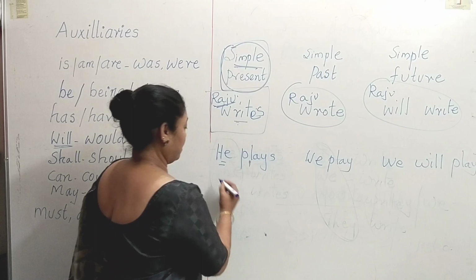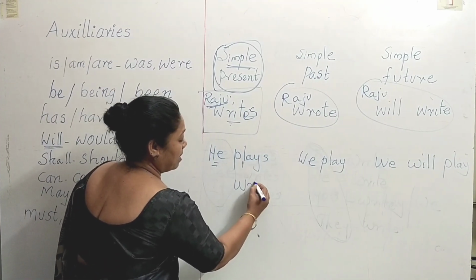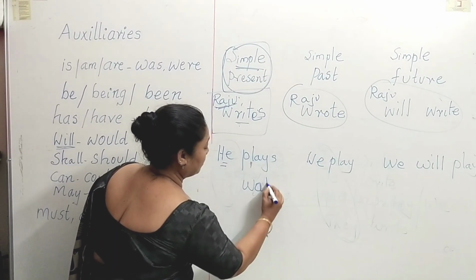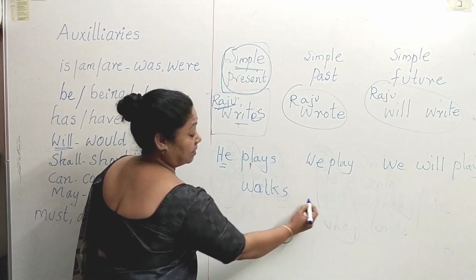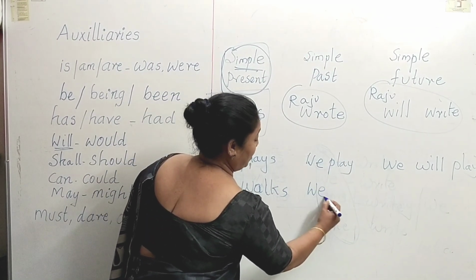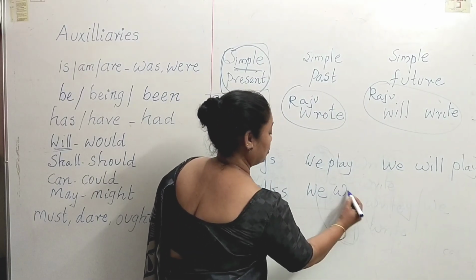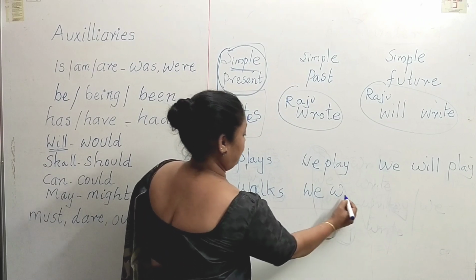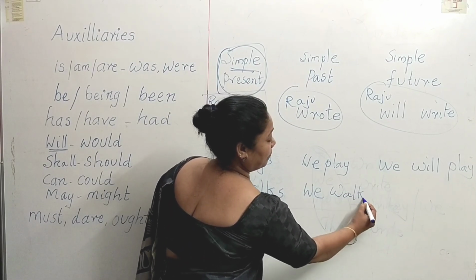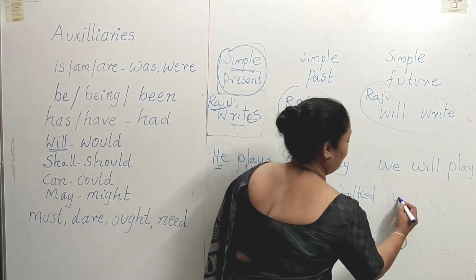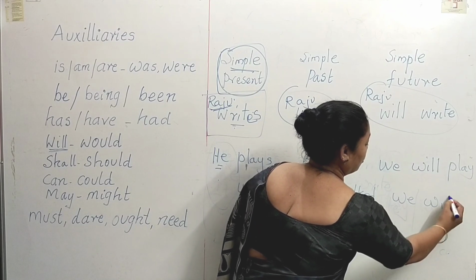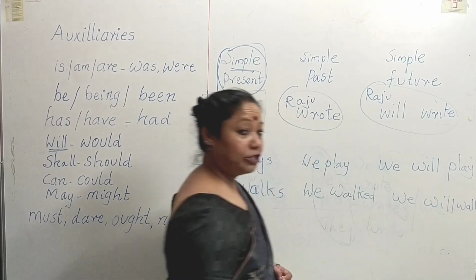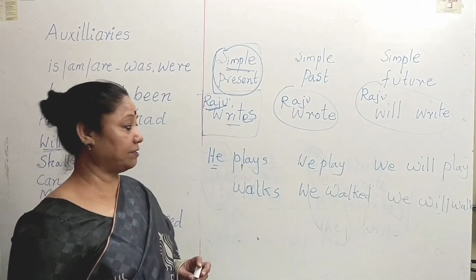Then he writes, he walks, he walks, we walked, and we will walk. Hope you understood the nature of all the simple tenses.